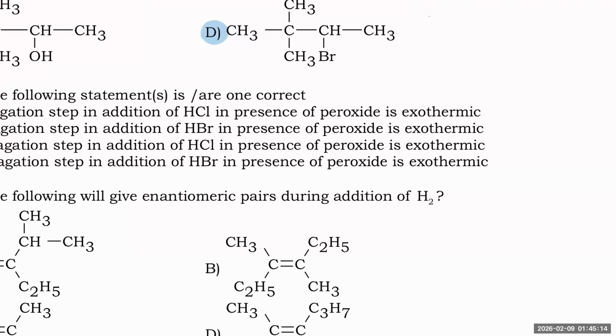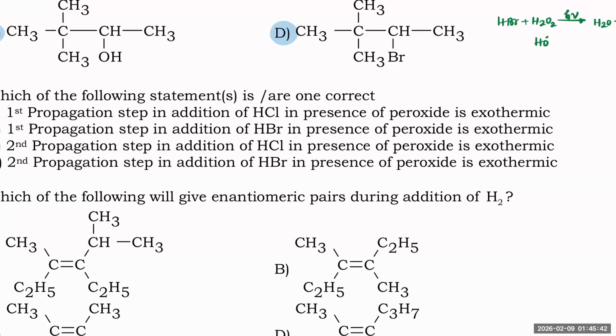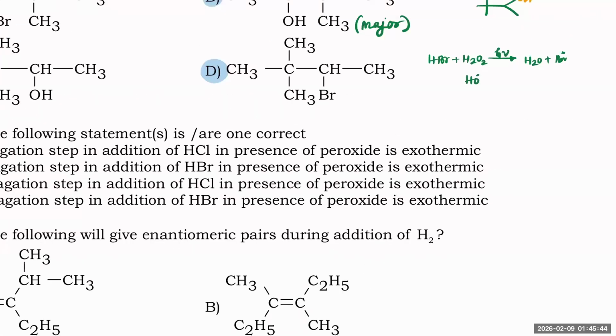Let me write down from the start. Suppose you have HBr reacted with peroxide, H2O2, in the presence of heat. So first we will generate the Br dot here, because peroxide will convert into HO dot. That will take H from HBr, and it will convert into H2O and Br dot. Clear? So you can see this is the first propagation step.